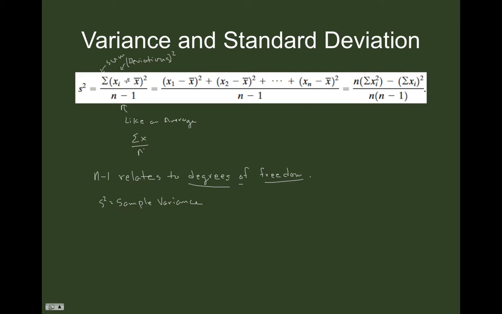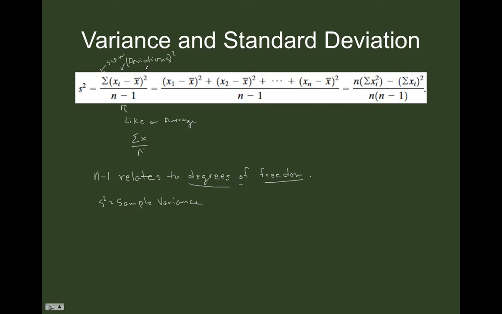And the n minus 1 relates to this idea of degrees of freedom. There's two ways I like to think about the degree of freedom concept. First way, S squared is a statistic. So we're basing a statistic, which is an estimate of a parameter, on another estimate, the sample mean. So we lose a degree of freedom because of that.